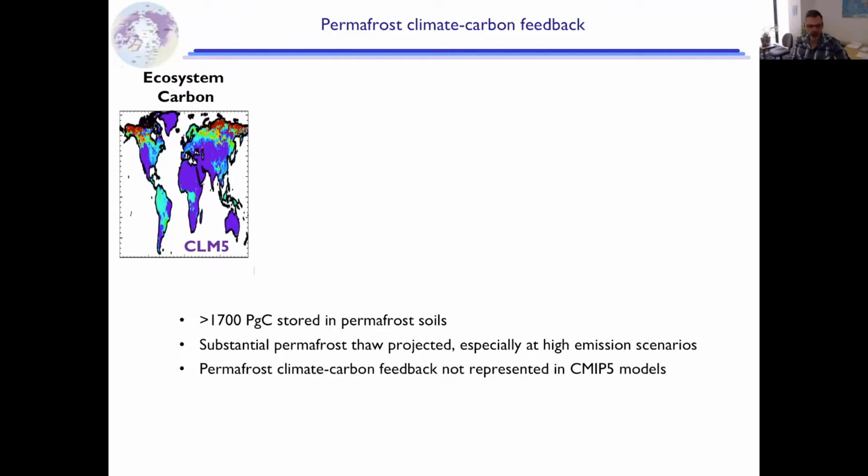So clearly, as we see warming, we expect permafrost thaw to happen with that, and there are projections that there will be substantial permafrost thaw, especially at high emission scenarios. The open question is how much of that carbon will be released to the atmosphere, thereby amplifying global climate change. The key issue here is that the permafrost climate carbon feedback was not represented in any of the CMIP5 models. And so that's what we've been working on for the last several years.